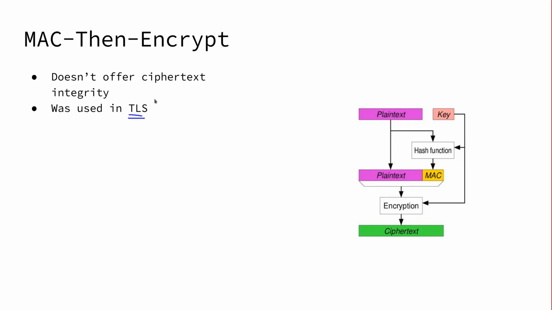Why is that a bad idea? Well, it doesn't offer ciphertext integrity, meaning that we can still flip bits in the ciphertext that wouldn't be noticed until the server, for example, decrypts the ciphertext, and then it would notice that the MAC is wrong. Why is that a problem? Well, for example, the CBC padding oracle would still work. It would still be able to decrypt all ciphertexts with it.